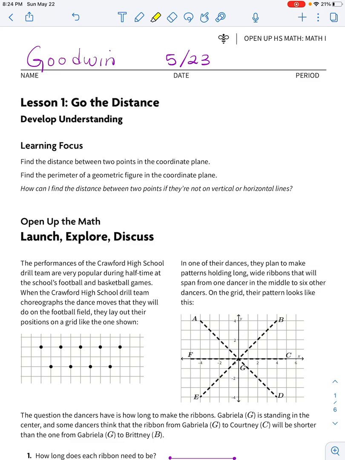Okay, so a couple of things that we're going to do today for the learning focus. We're going to find the distance between 2 points in a coordinate plane. We're also going to work on finding the perimeter of a geometric figure in a coordinate plane. And the question I want you to think about is, how can I find the distance between 2 points if they're not on a vertical or horizontal line? Because those are a little bit easier to count. So how do we get that diagonal distance, as we might say?